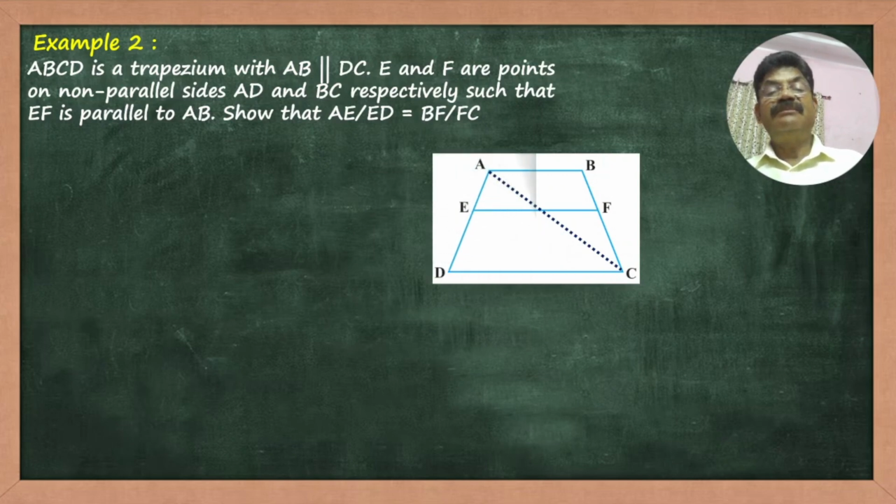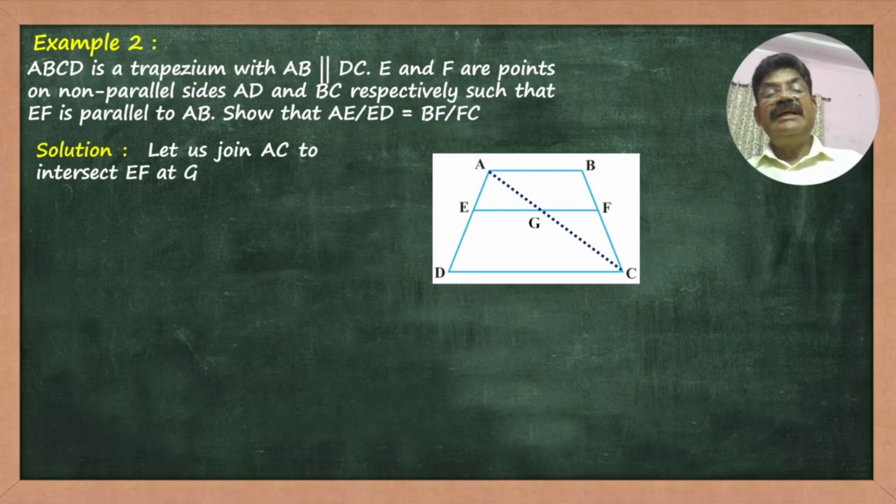Let us draw this diagram. So ABCD is the trapezium. So AB and DC are parallel sides. Now EF is drawn in such a way that EF is parallel to AB or parallel to DC. Now you have to prove that AE divided by ED is equal to BF divided by FC. So in order to prove the result, let us join A and C so that this line intersects EF at G.